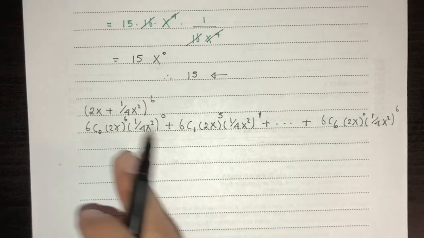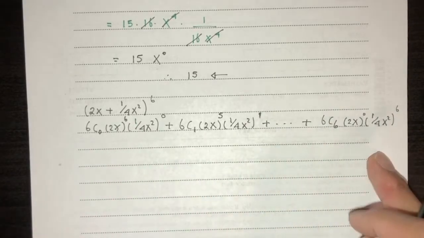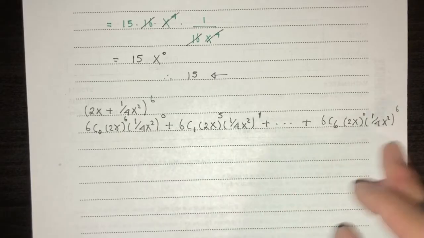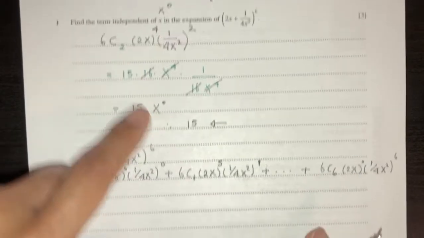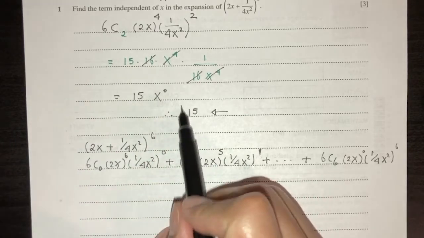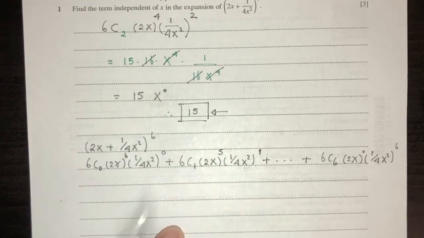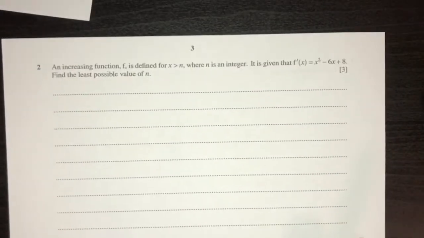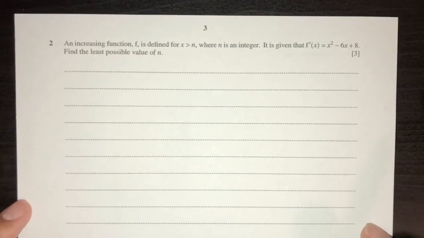But in the end, by doing this, you will find every single term, and then you will realize that it will be this term that will give you something which does not have any x. And your answer should be 15 as the term independent of x. And that will be your question number 1, okay? Now let's move on to question number 2.